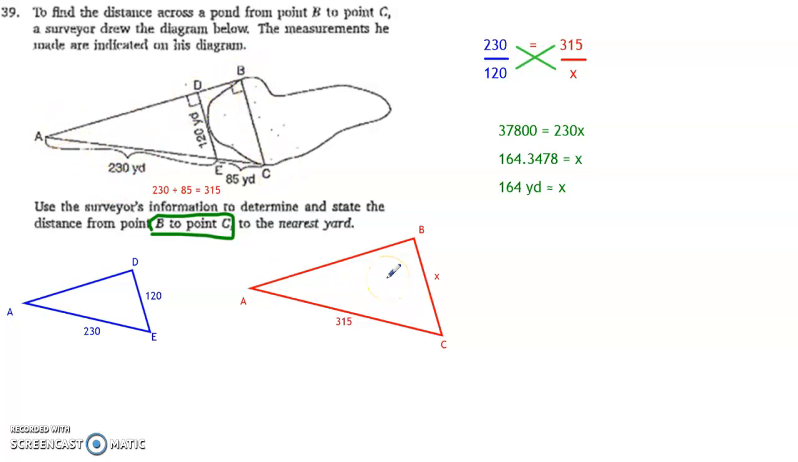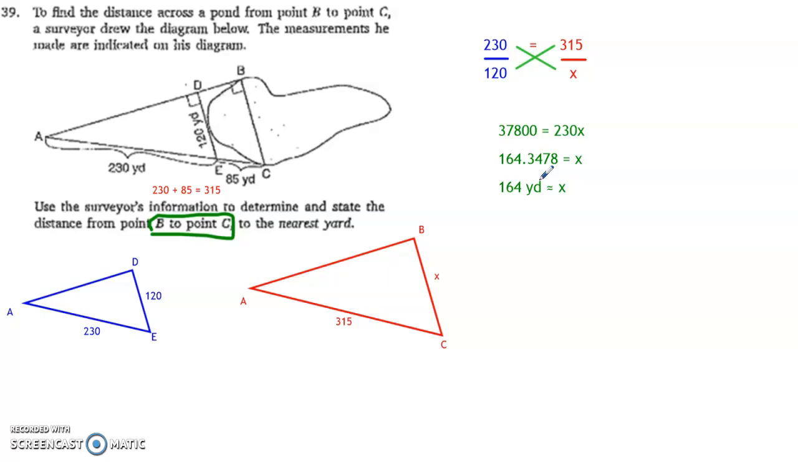And you can see that they're proportional to each other, which means I can set up a proportion. 230 and 120 are in the first proportion. 315, which is the sum total of 230 and 85, divided by x, which is that shorter side of the triangle. Crisscross applesauce, and it's not too difficult to figure out what it is.